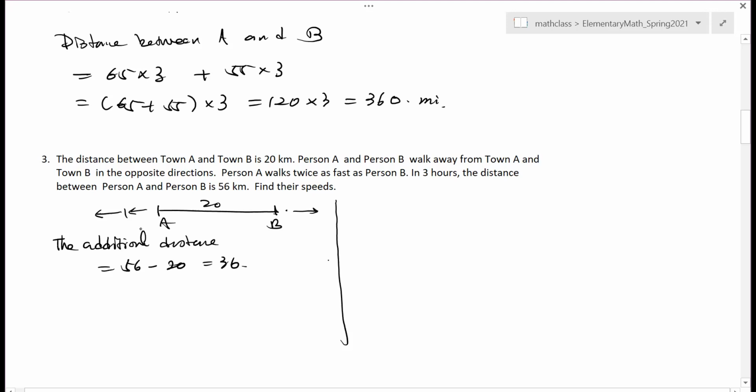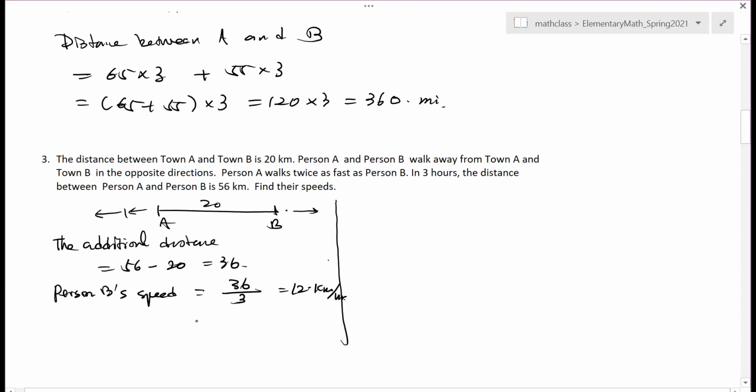On the left side, you have 2 sections. On the right side, I have 1 section because person A's speed is double person B's speed. So 1 section, so person B's speed is going to be 36 divided by 3, right? So that is going to be 12 kilometers per hour. Okay, so that's it.